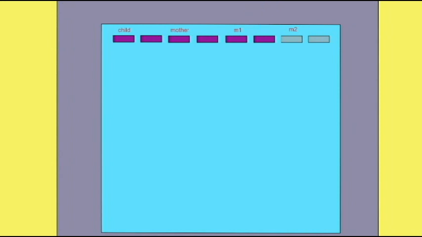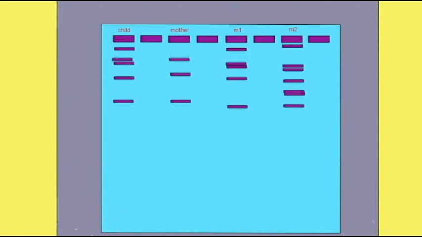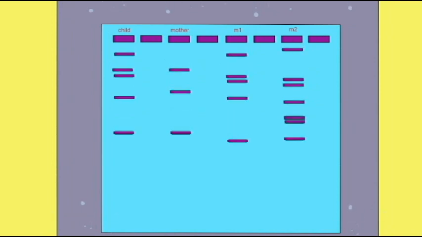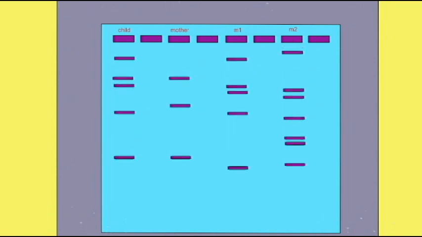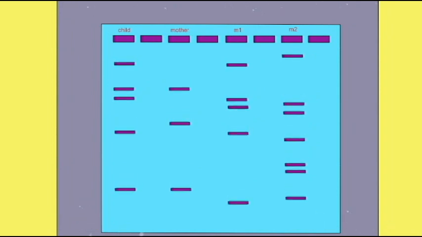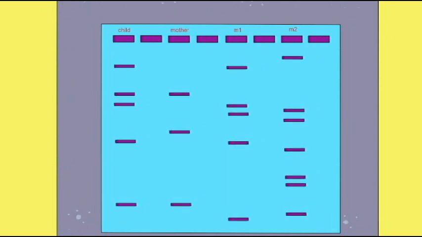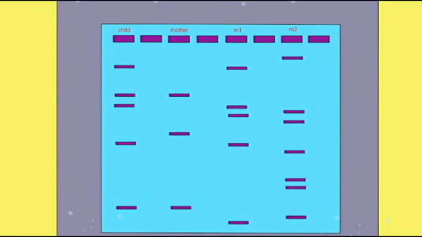If one were to take restriction enzymes and make a series of cuts in a child's DNA, and then do the same for the mother and any men who may be the father, then one can compare the patterns. Now, not all of an individual's DNA goes to their children, as we know that our sex cells have only half the amount of DNA that our normal body cells do. And so not every fragment from the mother or the potential father will correspond to one in the child.